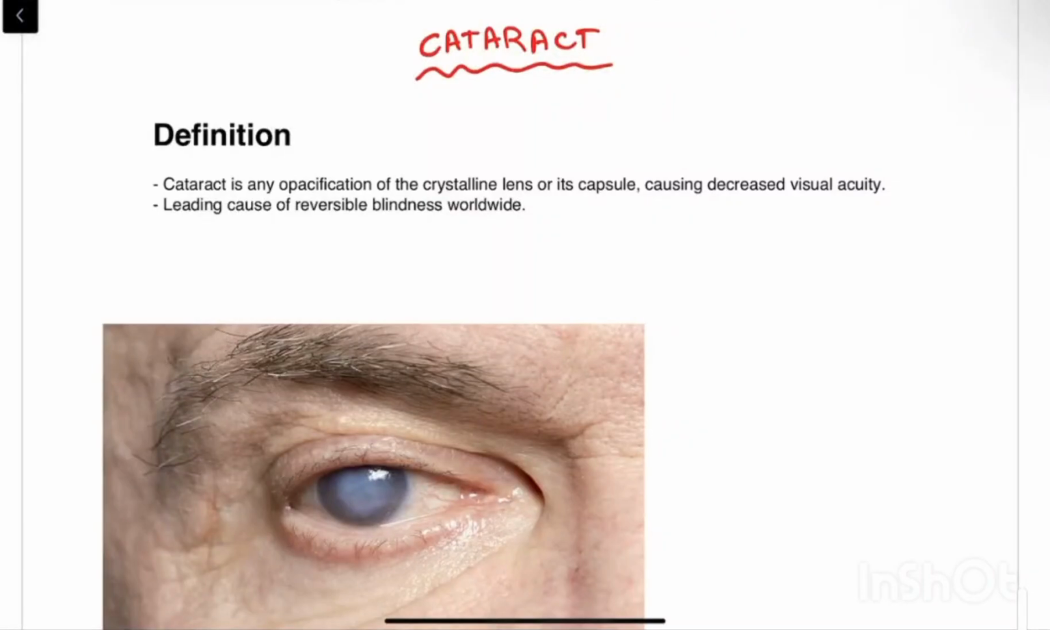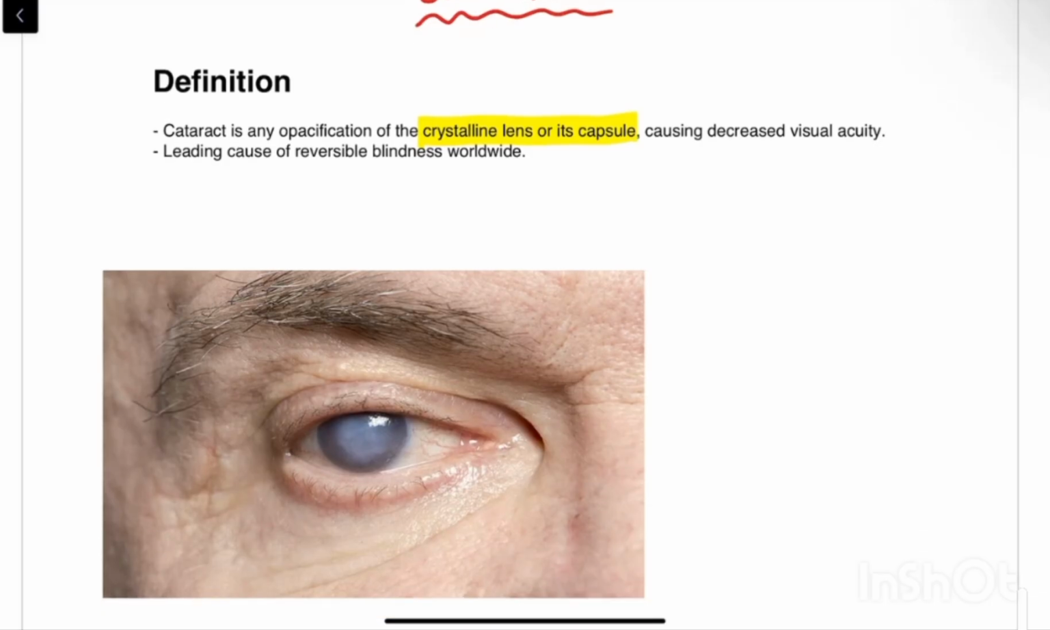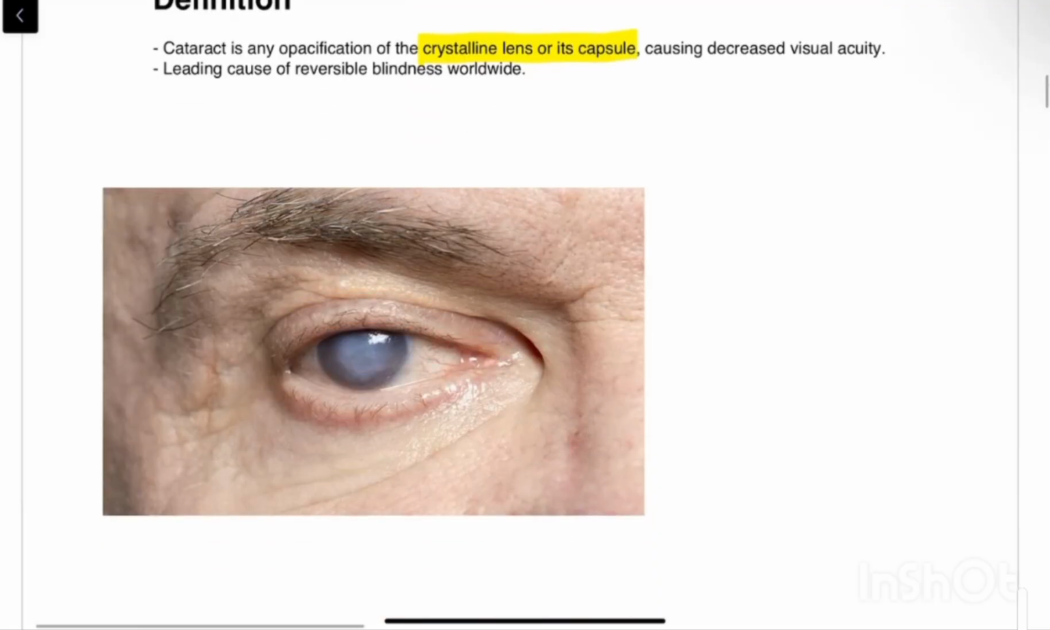Okay, so in today's class we'll be discussing cataract. Okay, so what is the definition of cataract? It is an opacification in the crystalline lens or its capsule, which is causing decreased visual acuity, and the leading cause for reversible blindness worldwide is cataract. Okay, so it is nothing but the opacification in the lens.